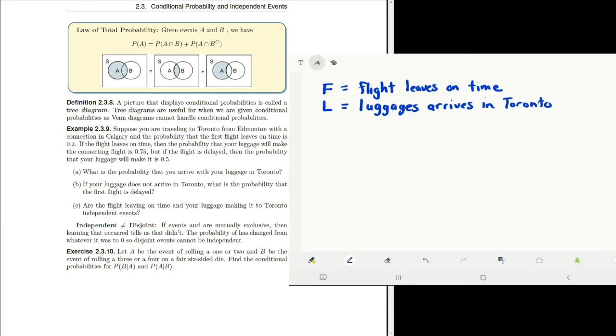So let's draw a tree diagram to help us determine the probability. So first, there are two possibilities for the flight. Either the flight can leave on time or the flight is delayed. So we're going to draw two branches for each of these cases. So the flight can be on time or the flight can be delayed.